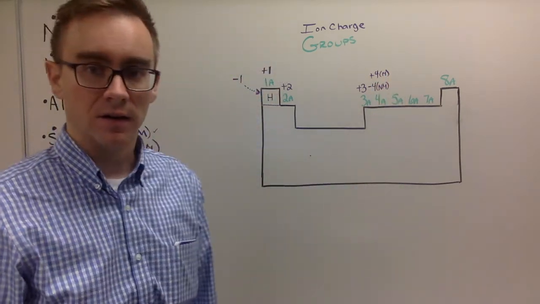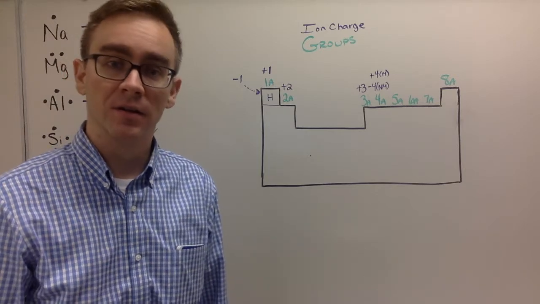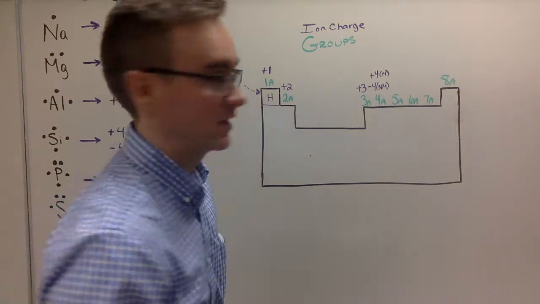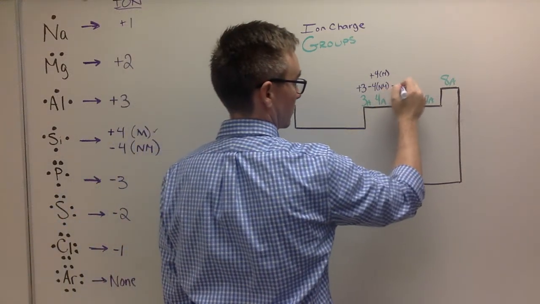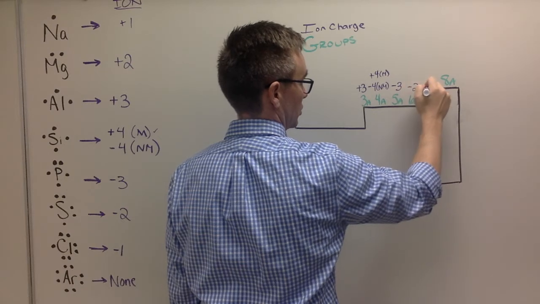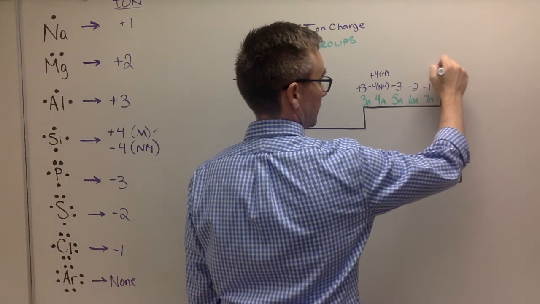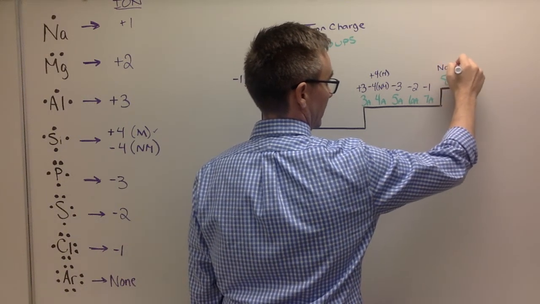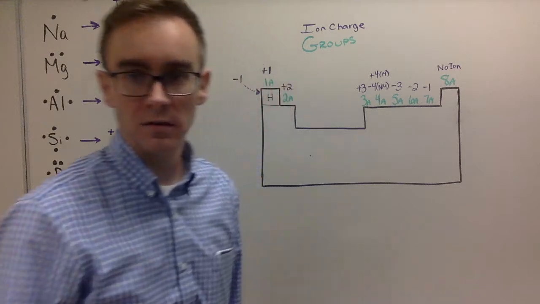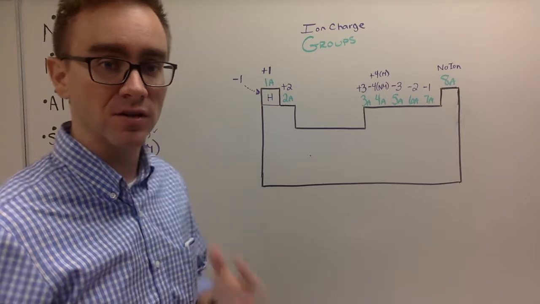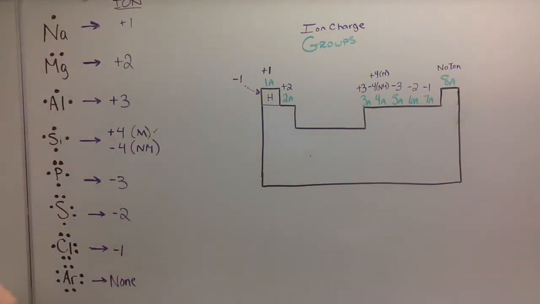So you have to determine if it is a metal or non-metal. If it's a metal, it forms cations, that +4. If it's a non-metal, it forms anions. And then we go to -3, -2, -1, and then no ion, because those noble gases already have a full outer energy level, so they don't want to gain any. It's a pretty straightforward pattern. There are only 3 things we really have to pay attention to.